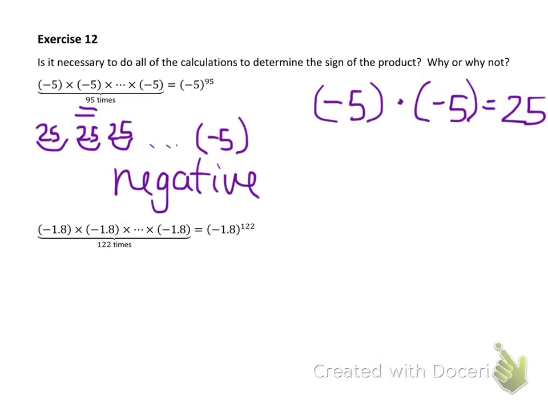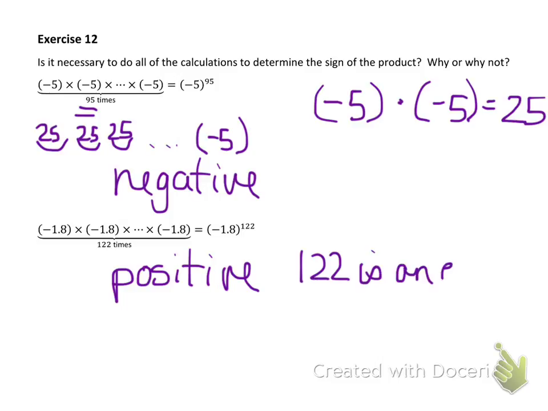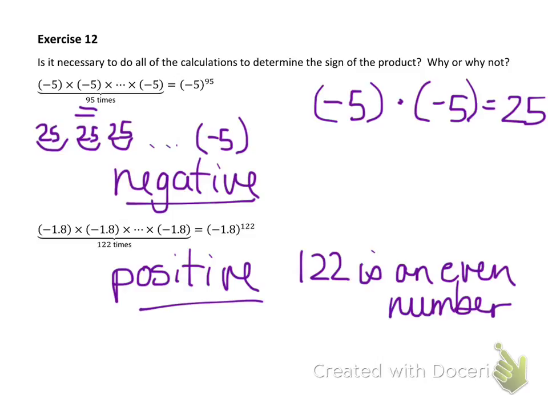All right, and then let's look at the next one. I have a negative base, -1.8, used as a factor 122 times. This one is going to be positive because 122 is even. 122 is an even number, and so that means I can pair them together and get all positive products, which is going to, in the end, turn out to be positive. So we've got a positive and a negative.